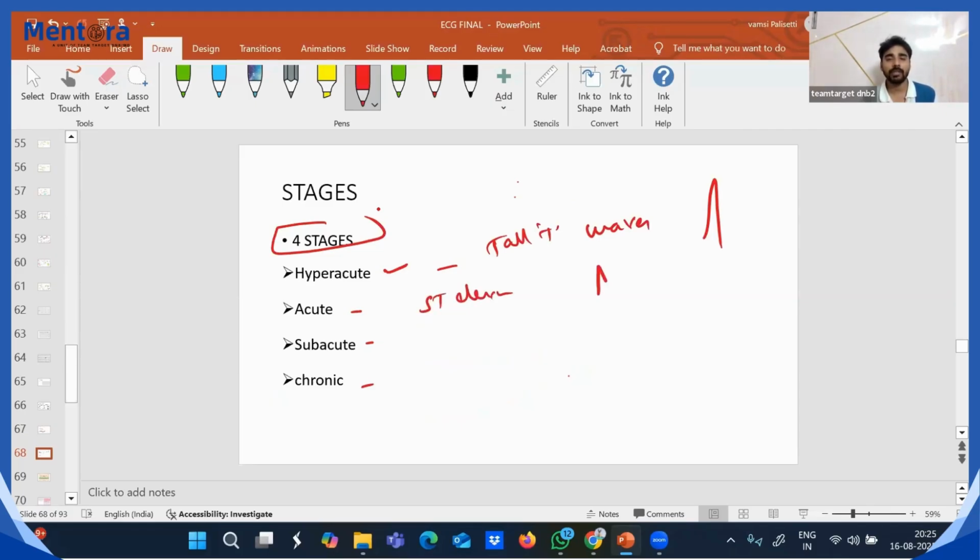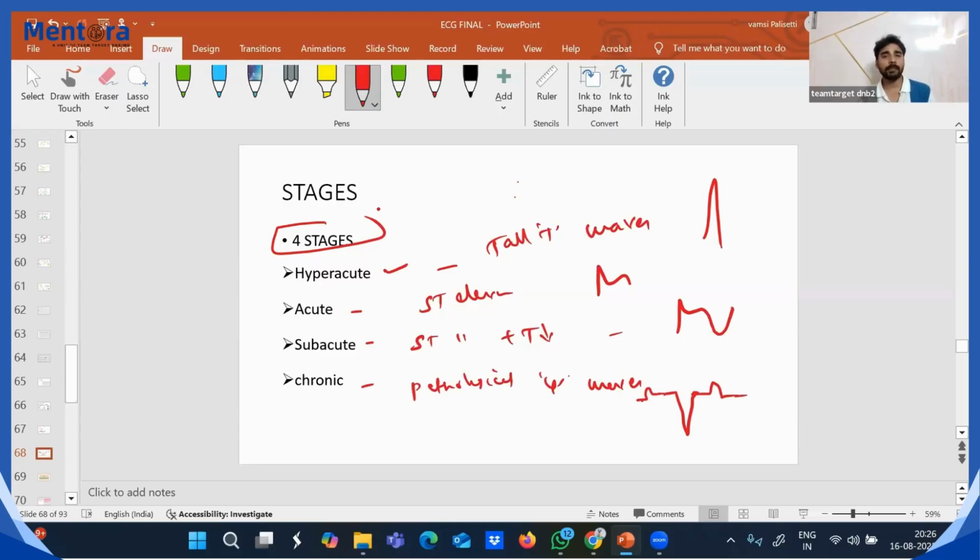So in hyperacute you'll have tall T waves. In acute, you'll have ST elevation. In subacute, you'll have ST elevation plus T inversion. And in chronic, you'll have pathological QS, not physiological QS, pathological QS. This is the evolution of the MI.